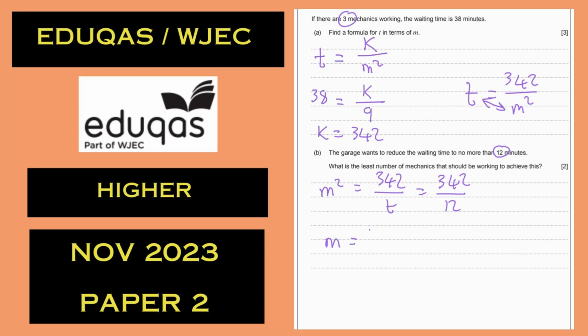We end up with M being 5.338-ish. But first of all, you can't have 5.338 mechanics. So it's not one where you round down to 5. If you round that down to 5, that number 12 will be higher. The number of mechanics required must be rounded up to 6. Hope that made sense. Nice little contextual proportion question there.